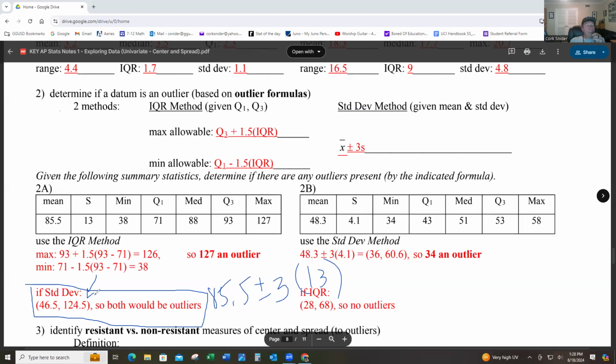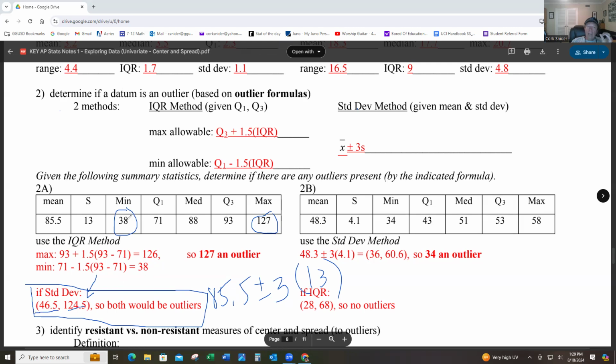Now, are there numbers beyond this? Yes, 127 is beyond this. And the minimum's 38. The minimum is also beyond this. Now, this is really important that you hear me on this. You would not put there are two outliers, 127 and 38, because this is just a summary. There could be thousands of numbers here involved. You would put there are at least two outliers that we know of, the max and the minimum. There could be others because anything past 124.5 is an outlier, and anything lower than 46.5 is an outlier.